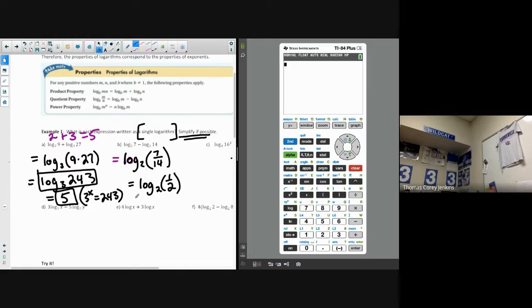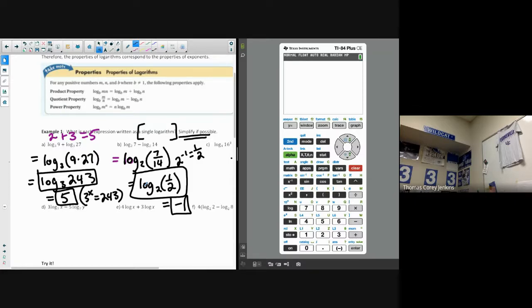So we have our single logarithm. Now the question is, can we simplify that? Is there some power of 2 that's equal to 1 over 2? And the answer to that question is yes, because 2 to the -1 is equal to 1 over 2. This does simplify to -1. And again, you're not going to come up with that -1 just by looking at the log base 2 of 7 and the log base 2 of 14. Those don't really help us. We had to write it as a single logarithm in order to see that it simplifies that way.